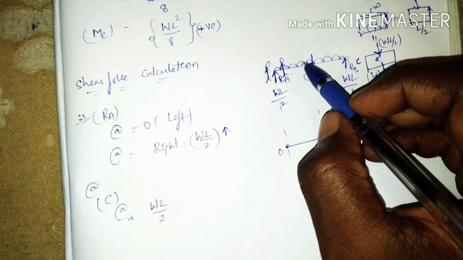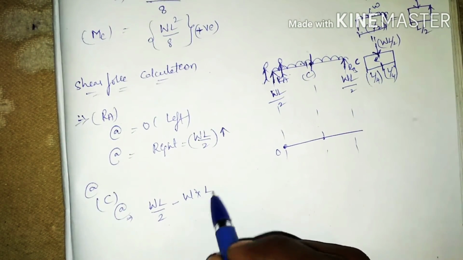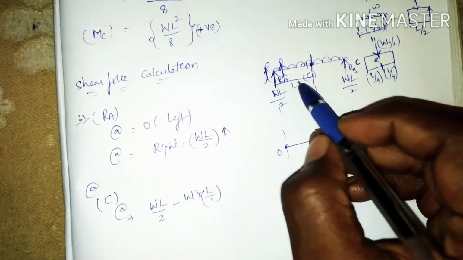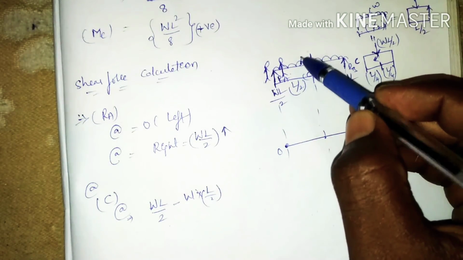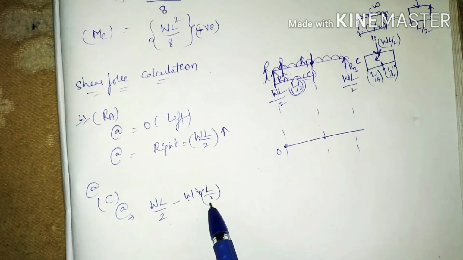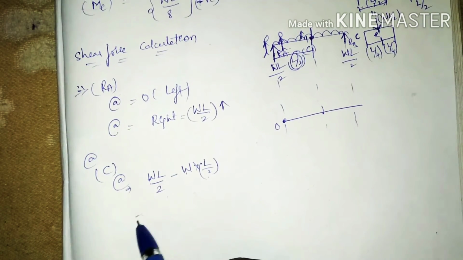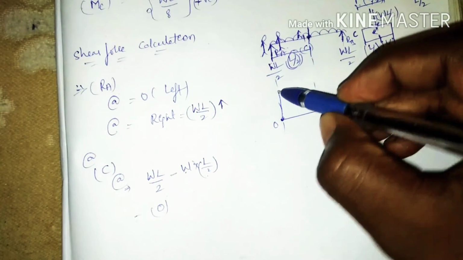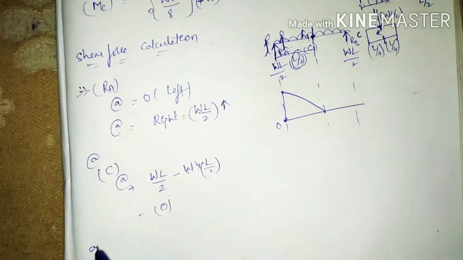When we convert it to a point load, it is minus W into L by 2, because from the reaction up to C the length is L by 2, and we multiply the W kilonewton with L by 2, so W into L by 2 is converted into the point load. Here WL by 2 minus WL by 2 is equal to 0. And it is going to rise like this with WL by 2 and going down like this up to 0.